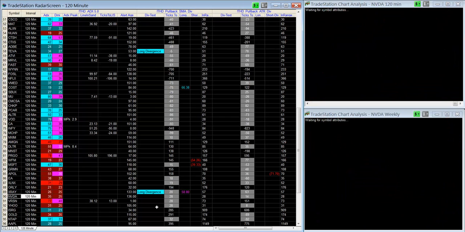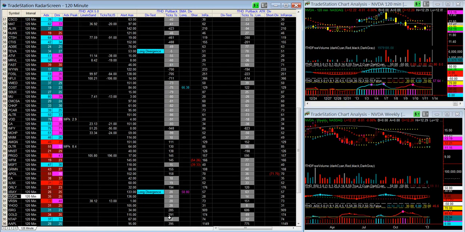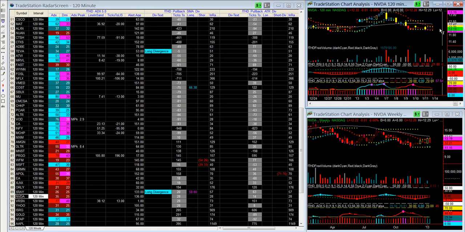Then we have NVDA. Now you can see these are positive numbers, so that's telling me that the SMA is above price. And on this one, you have dark blue here, and you have a divergence along the buyers. So this potentially has the potential to go down as it stands right now. They are testing for buyers, and buyers have not responded. So we could potentially see another down move on NVDA.